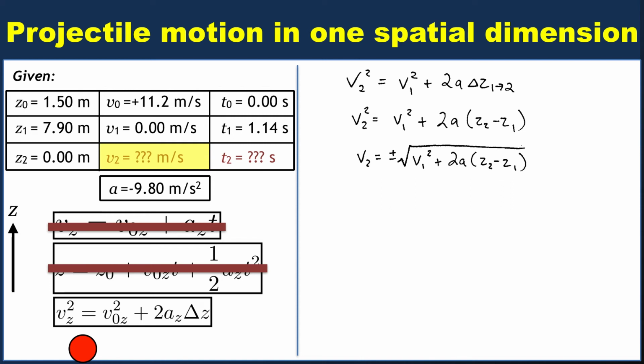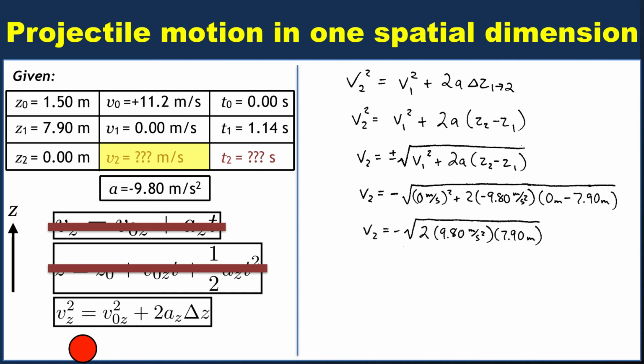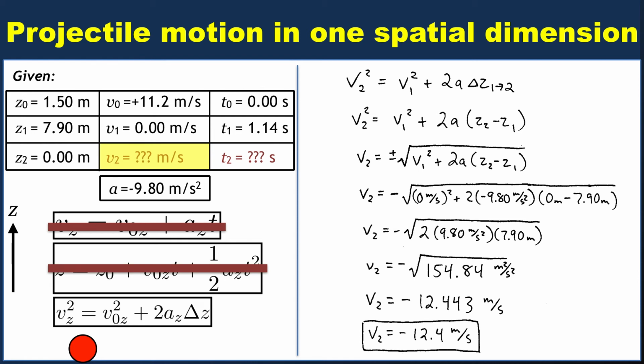We plug in all the values of the other variables from the table, making sure to track our negative signs carefully inside the square root. If you get the square root of a negative number for a problem like this, you definitely messed something up. You should go back and figure out what it was. But in this case, we have a positive value under the square root. We'll take that square root and find that v2 is minus 12.4 meters per second. So that's our answer. We'll plug that into the table. And now the only remaining task is to solve for t2, the time at which the ball hits the ground.